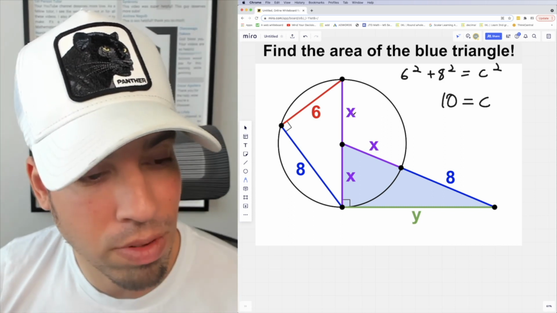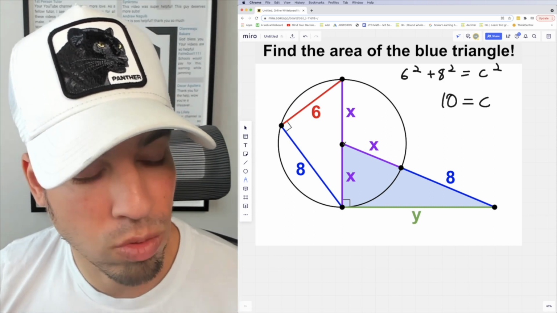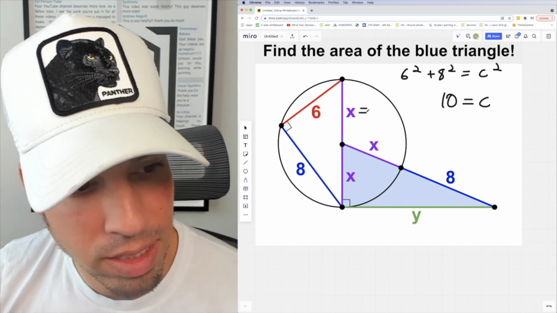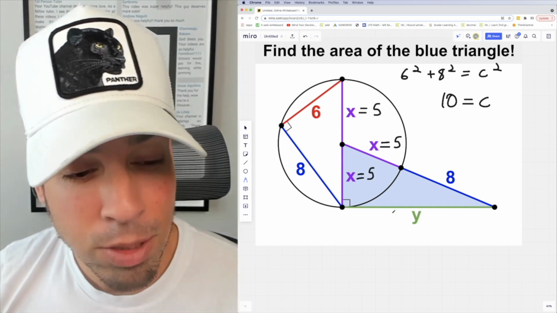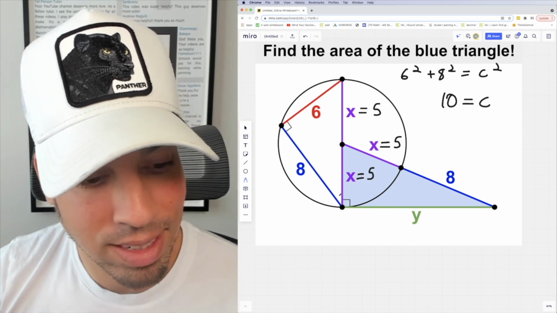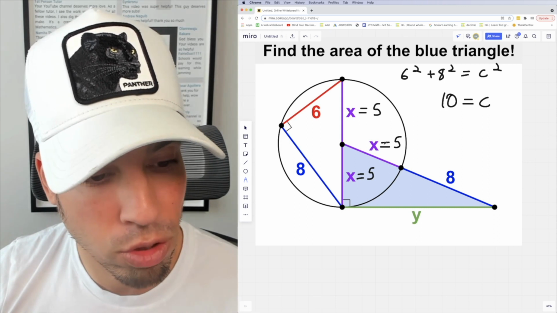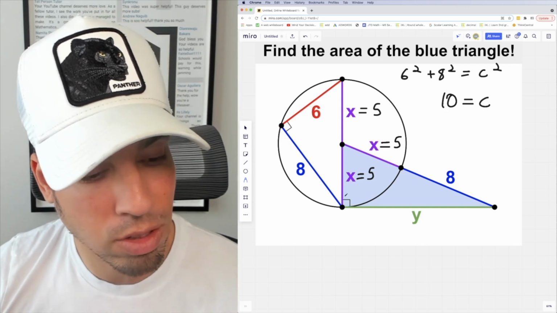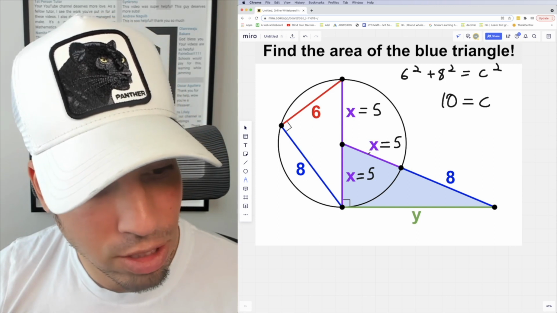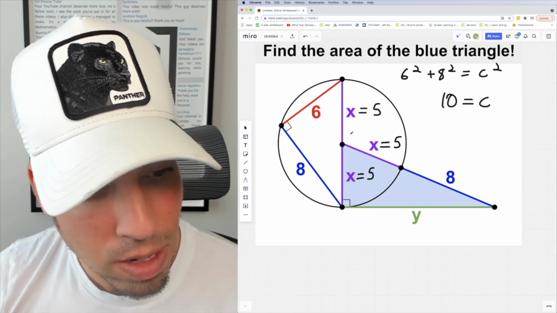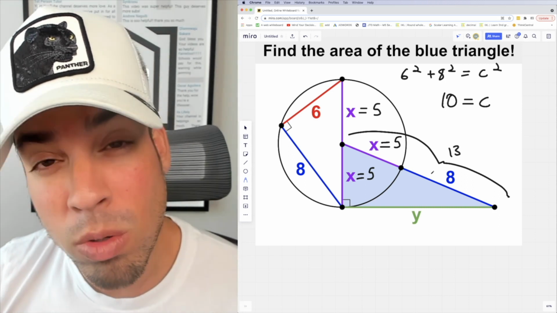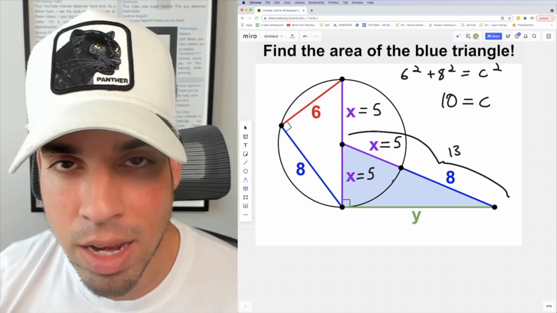Well, what about the value of x? Well, x is, of course, the radius of this circle, which is half of that diameter, which means x is 5. Now that I have this piece of information, I'm getting closer to figuring out the values that I need to calculate the area of this blue triangle. So if I know that this is 5, great. I got another right triangle. This length here is 5, and this length here is 8, which means the hypotenuse, this whole distance, is 13. And I know it's the hypotenuse because it's opposite the right angle.